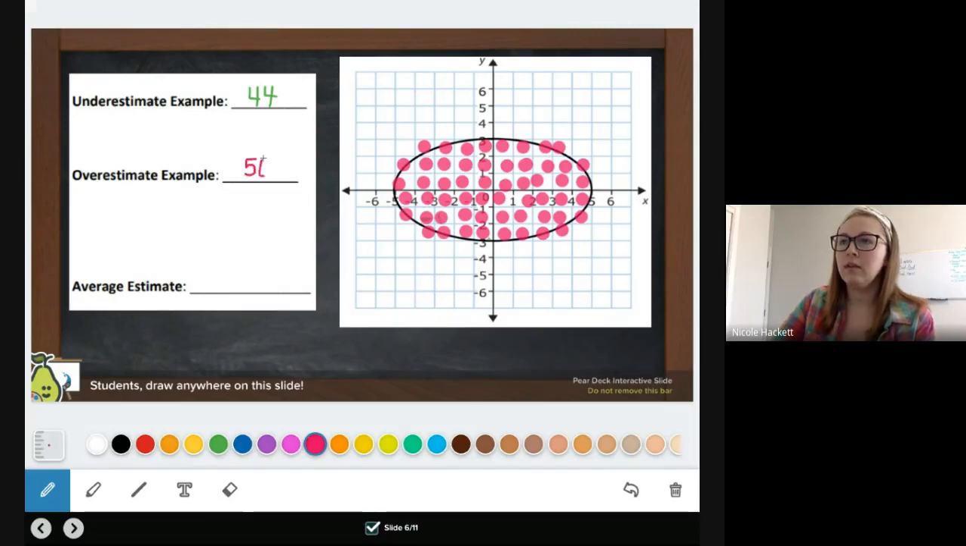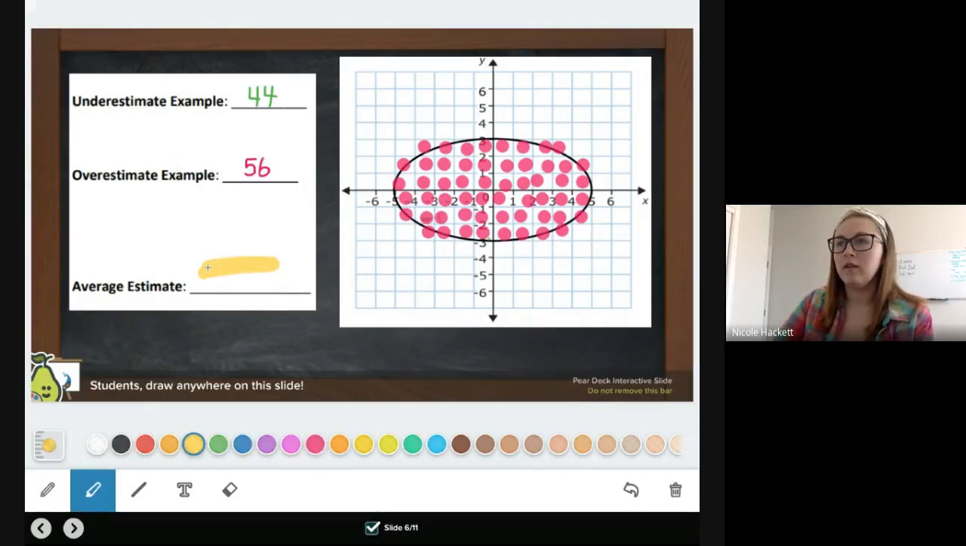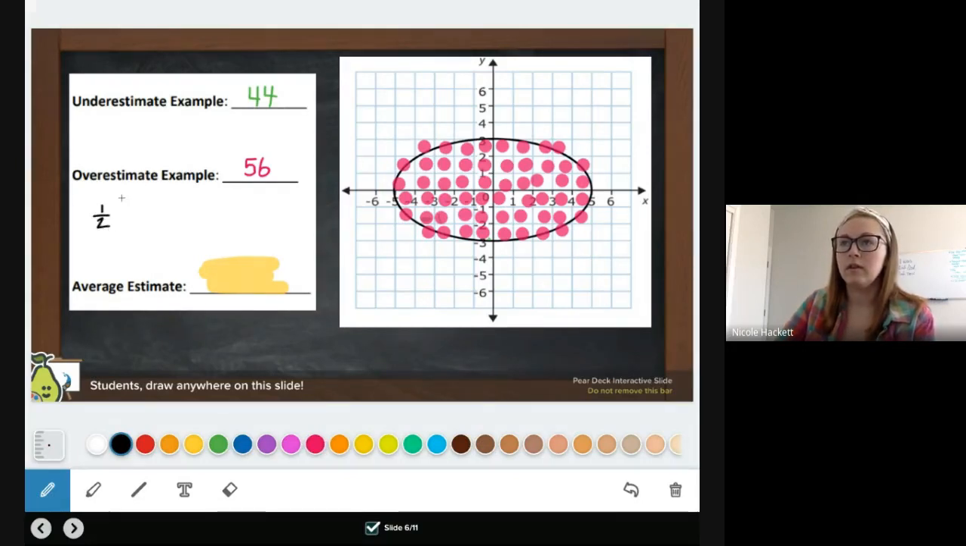So we're gonna do the same thing to get our average, since that's what we want, an average. That's gonna be our final answer. So basically we want half of 44 plus 56. So half of our underestimate plus our overestimate.